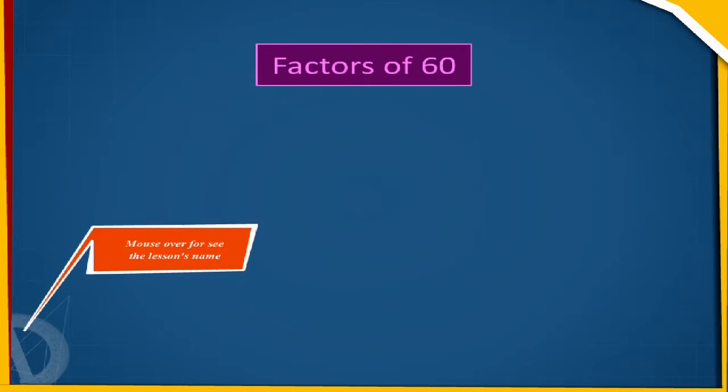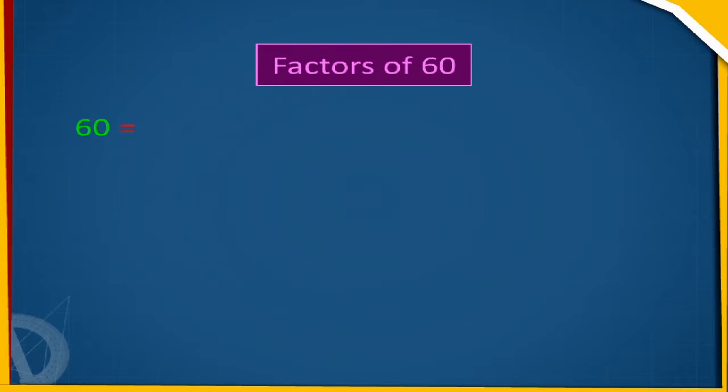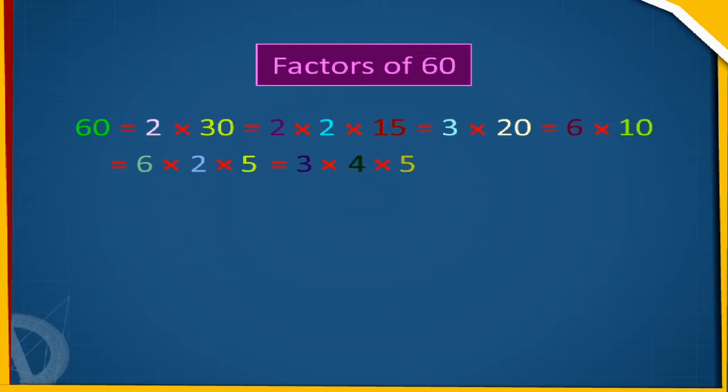Let us write the factors of 60. 60 equals 2 into 30, equals 2 into 2 into 15, equals 3 into 20, equals 6 into 10, equals 6 into 2 into 5, equals 3 into 4 into 5, equals 2 into 2 into 3 into 5.